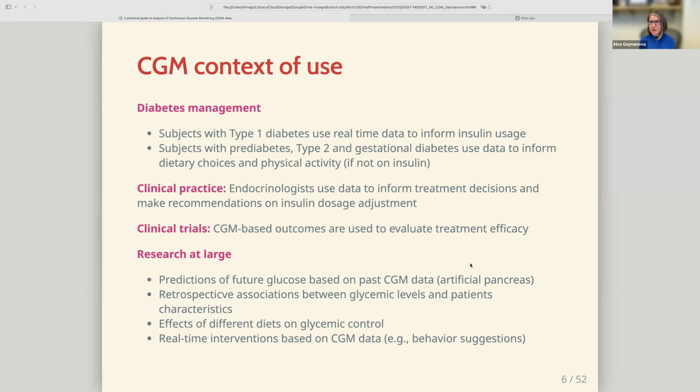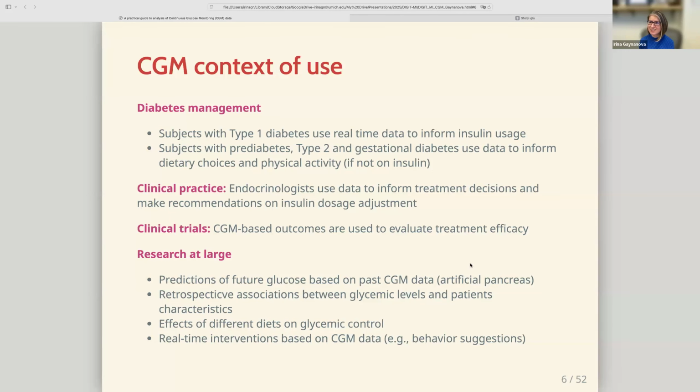Of course, within the clinical context, when people with diabetes go to their clinicians, typically it's an endocrinologist who would review the data and decide whether treatment adjustments or insulin dosage adjustments are needed. And increasingly, CGM data is being used in clinical trials with CGM-based outcomes to evaluate treatment efficacy. But I think there's a lot of potential for research at large. There's a lot already that's been done, and I think there are some new opportunities as well.